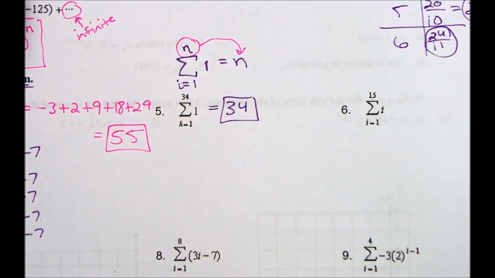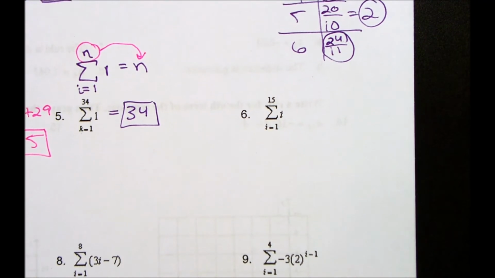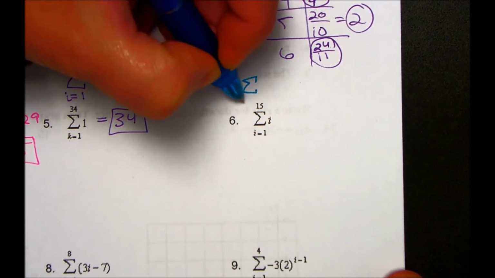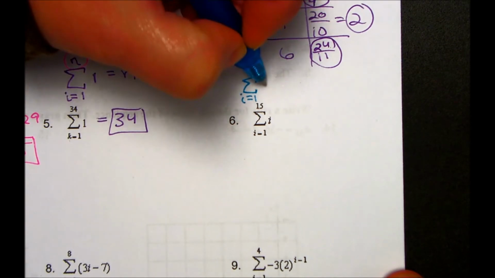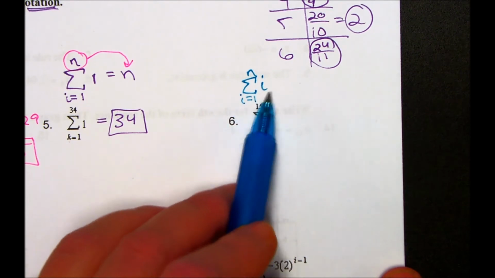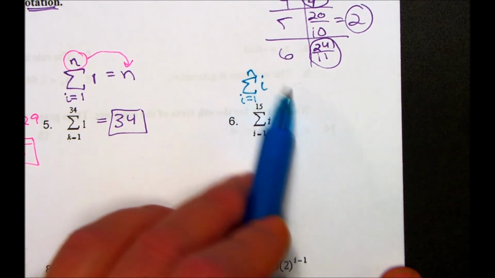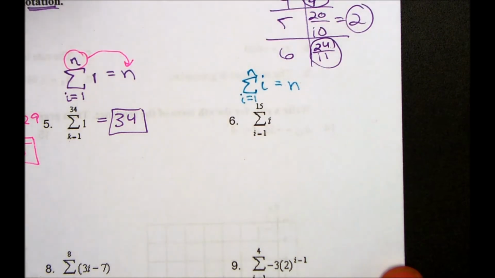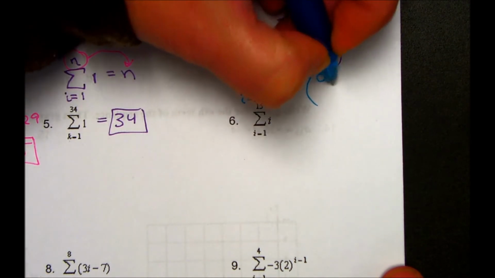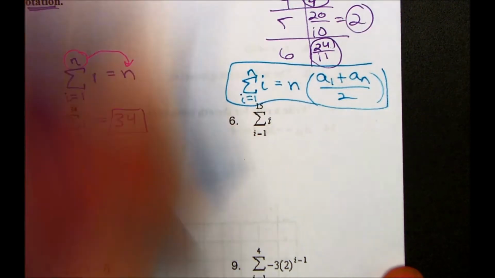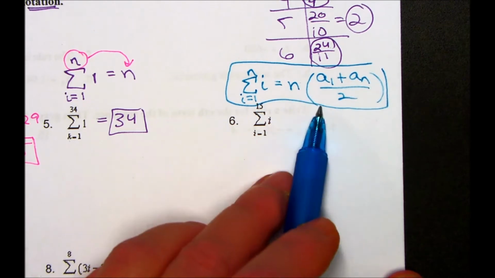Good. Number 6, there's also a rule for this one. Let me write it down in blue. The rule says the sum of i equaling 1 to n of i. So whether it's just i or x, whatever your variable is, that variable is to the first power. There's nothing added or subtracted or multiplied to that variable. The rule is that the sum is equal to n times a1 plus a sub n, divided by 2. So that's our formula.